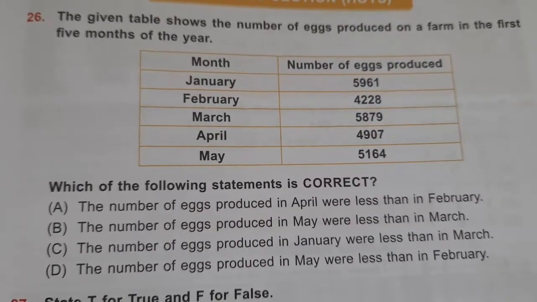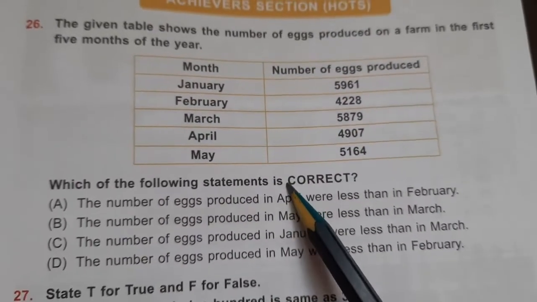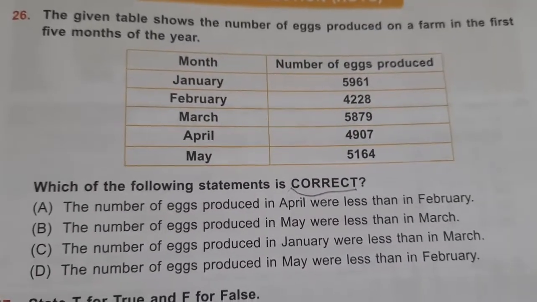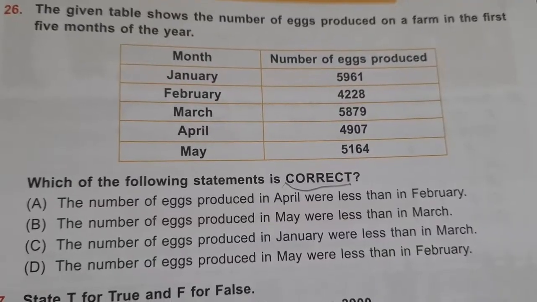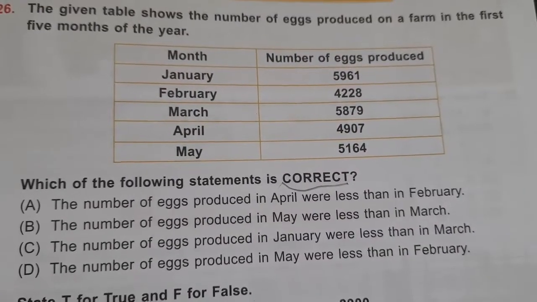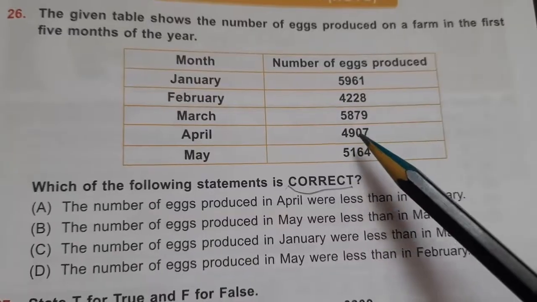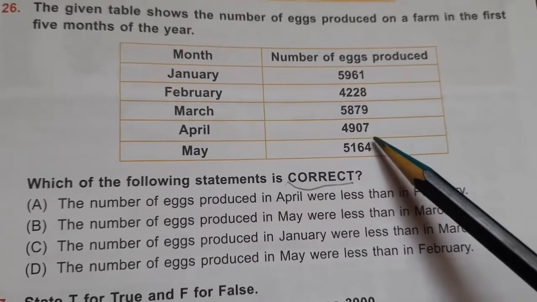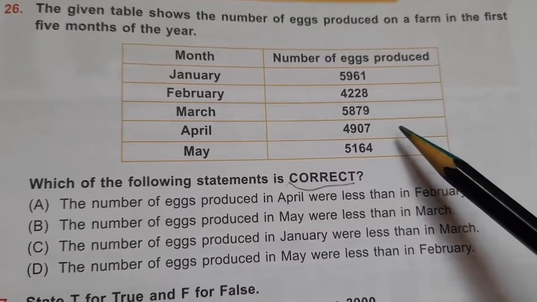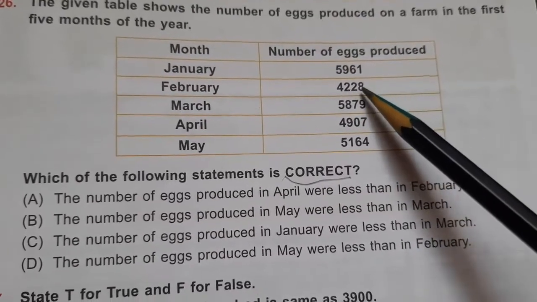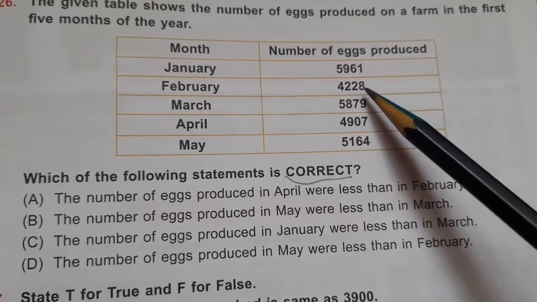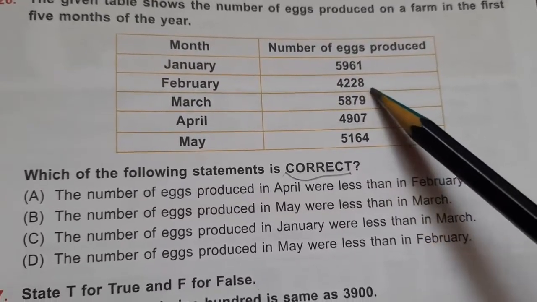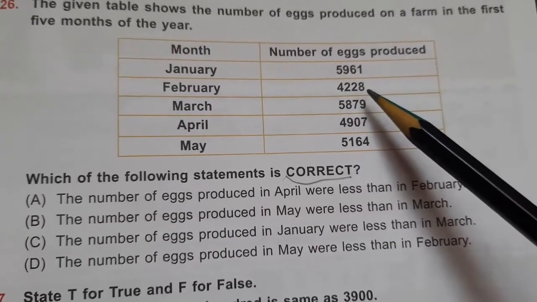Which of the following statements is correct? All right, so we have to look at the correct statement. The number of eggs produced in April were less than in February. So number of eggs which are produced in April, 4907, is less than February, which is 4228. Is 4907 less than 4228? No, right? That is not correct.